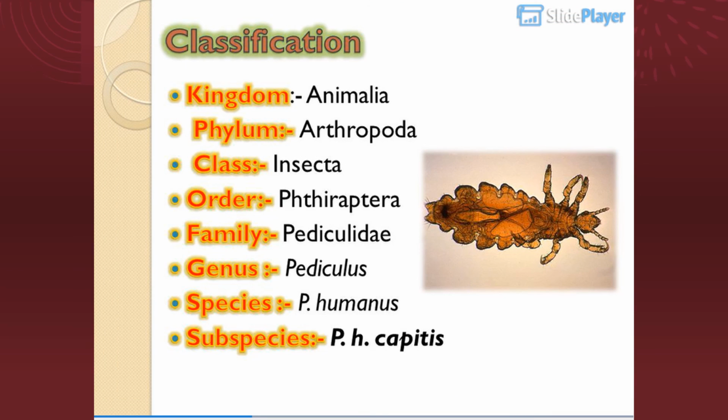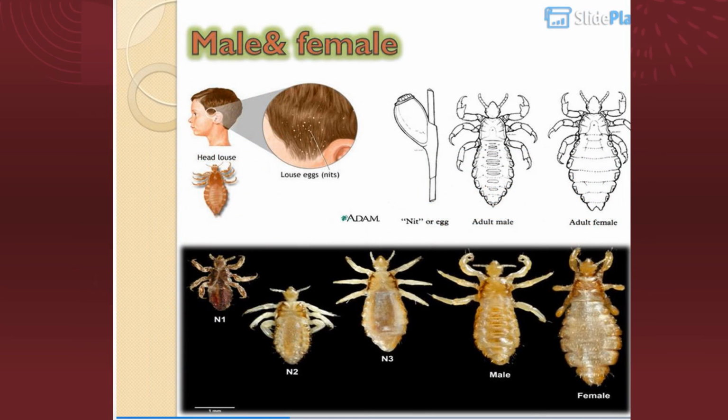For the taxonomy of the head louse, they are under the order Phthiraptera, under the family Pediculidae, genus Pediculus, and the species is Pediculus humanus, and the subspecies is humanus capitis. So this is a diagram of the head louse, the male and the female head louse, as well as the nymphal stages 1, 2, and 3.